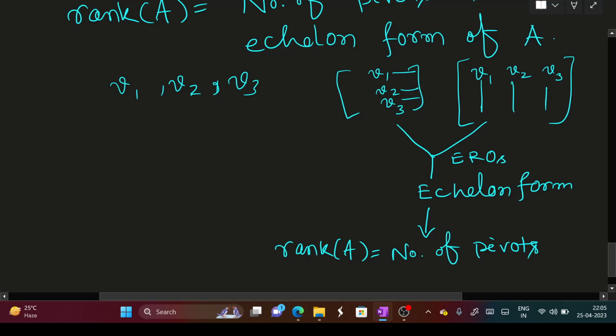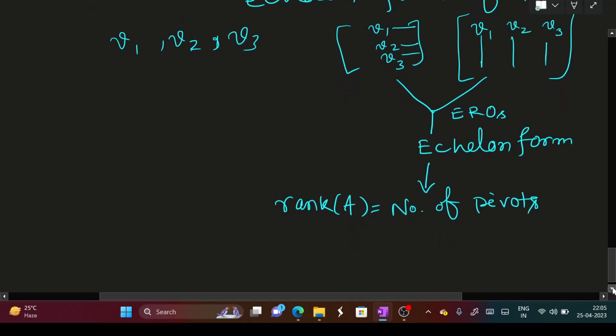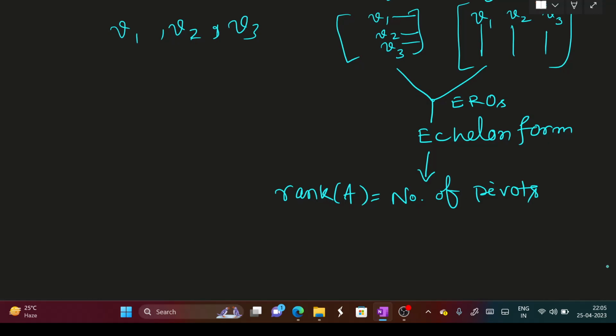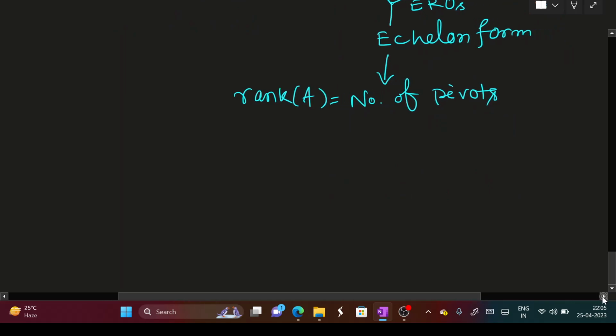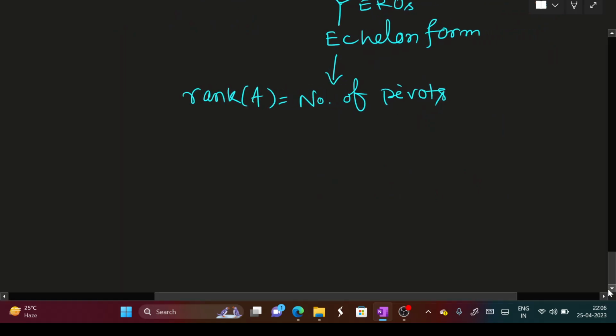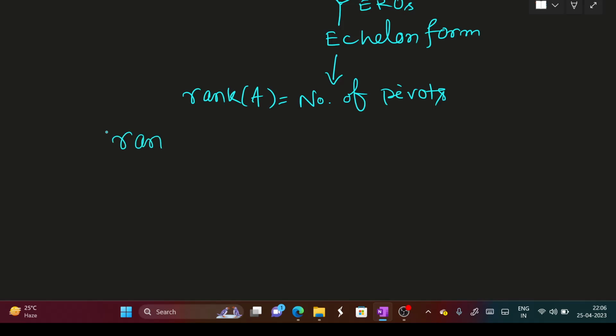So I got my rank. Now there are 2 possibilities because 3 columns are there or 3 rows are there, and as I have told, in a row or column at most 1 pivot is possible. That is, in any row or any column more than 1 pivot is not possible. So now what I will do, this rank of A is always less than or equal to the number of vectors. Always it is either less or equal.